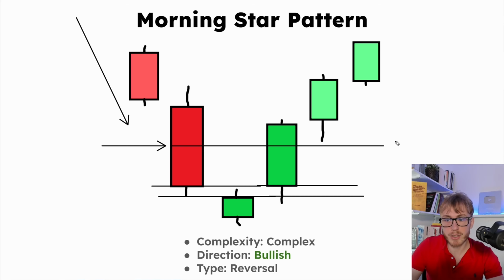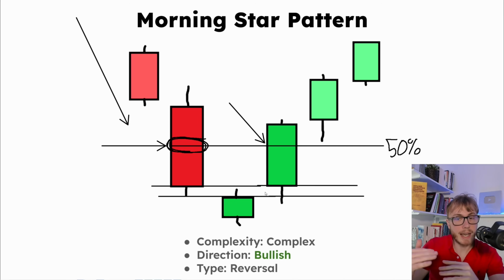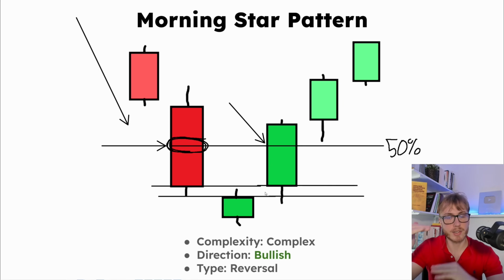And a rule you can use, if this right here is 50%, or in other words, it's in the middle of the red candle, we want the green candle to close above this mark right here. And when the green candle closes above the 50% mark, the Morning Star pattern is confirmed.